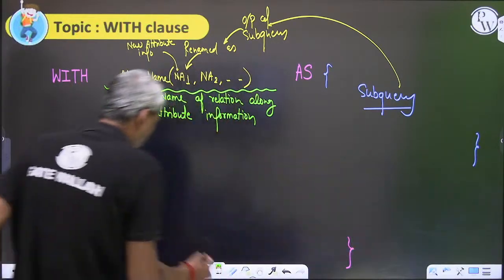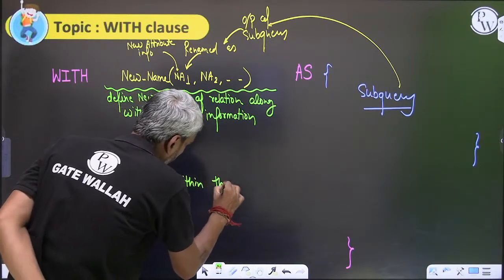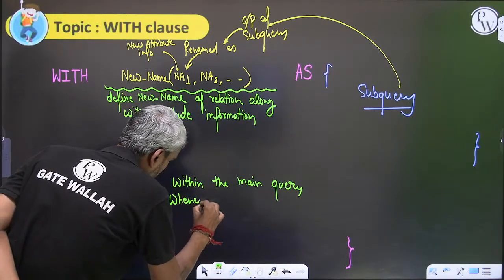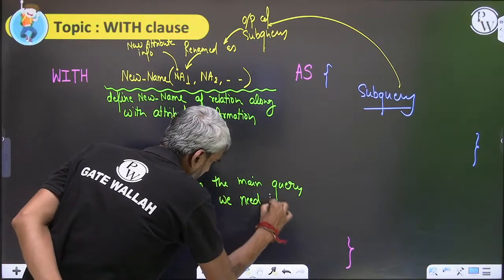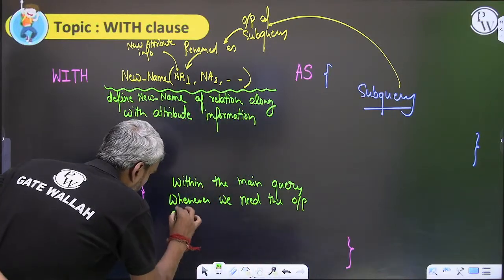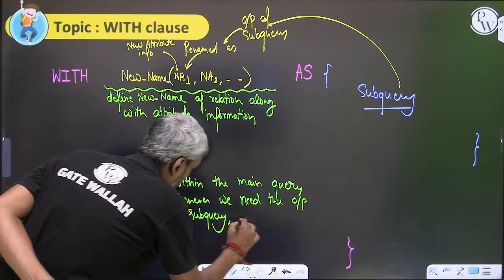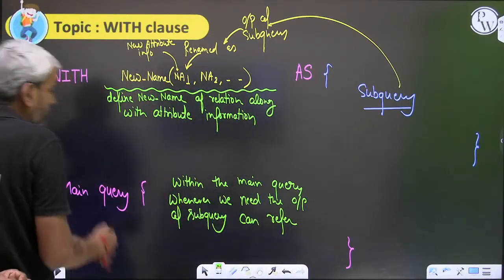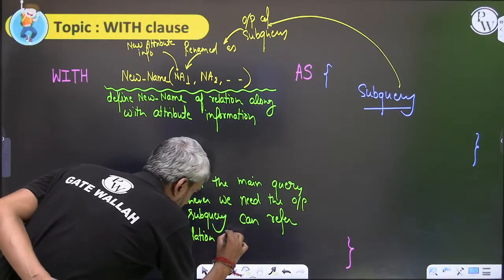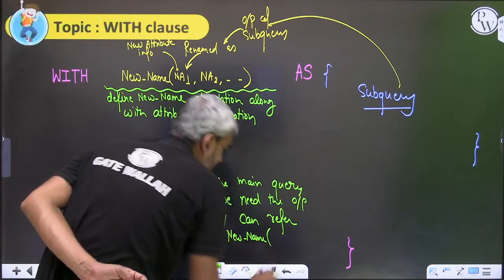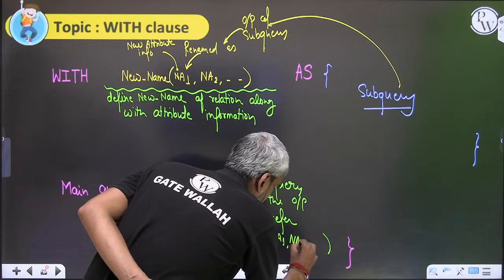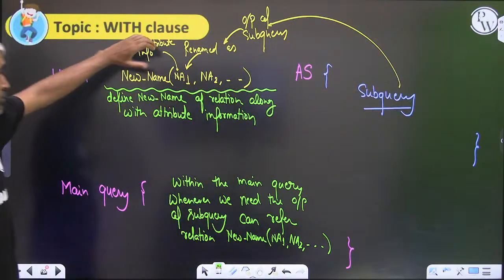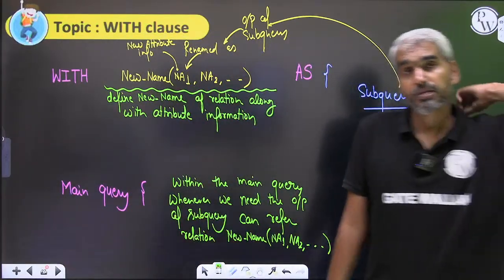Got the idea? So within the main query, whenever we need the output of the subquery, we can refer to the relation new name, new attribute 1, new attribute 2, etc. Whenever you need the output of this subquery, rather than specifying that subquery, you can use this new name provided to the output of that subquery.